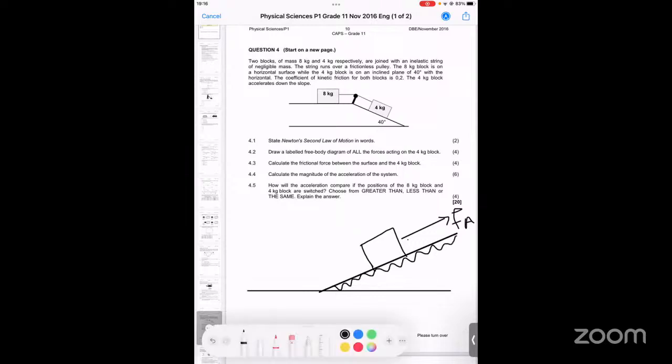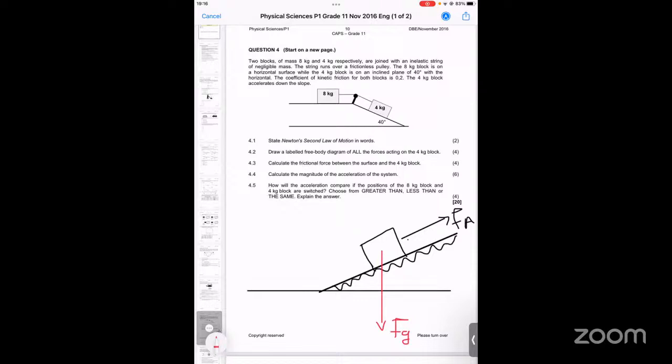So let's try to identify all the possible forces which may be acting on that object. You always start with this one because it is always there. It always exists. This one, FG. Can you see that? Yes, sir.